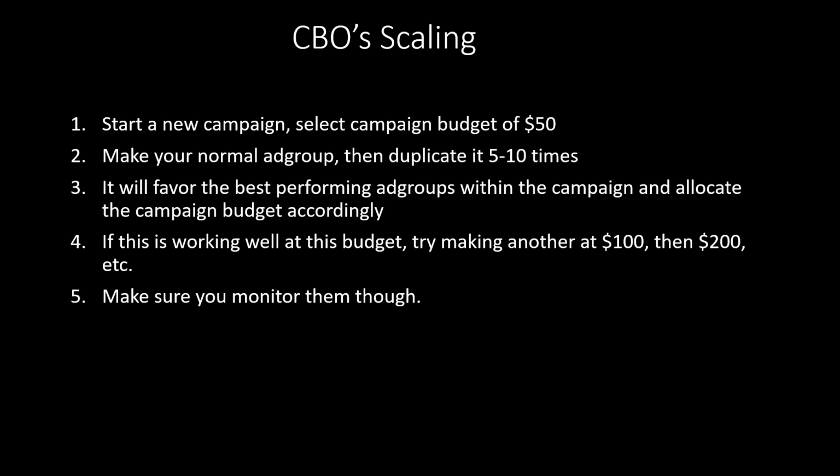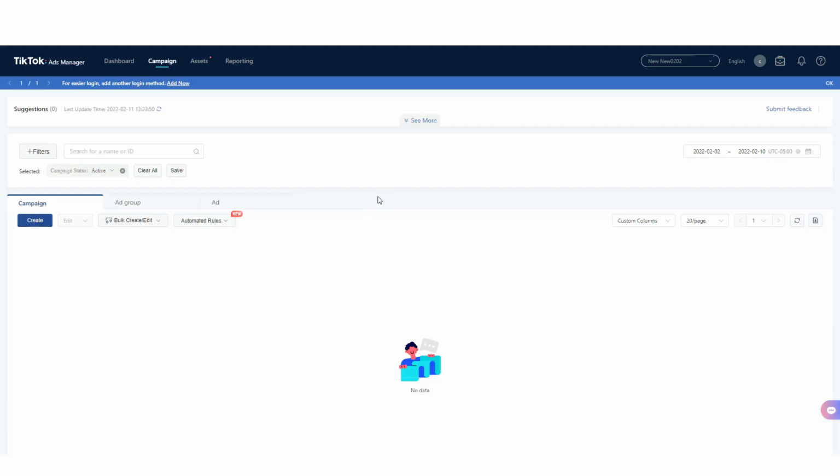Or what you can do is, instead of doing a $500 CBO, you can make 10 $50 CBOs. So play with the low budget CBOs, but also try doing higher budgets and see how they perform. If they perform well, great. But if you find out that it's not profitable after a certain dollar amount, like if $200 CBOs just aren't profitable, then stick to lower budget CBOs. But here's exactly how to do it. So in order to make a CBO campaign, you're going to go to the campaign tab, click create.